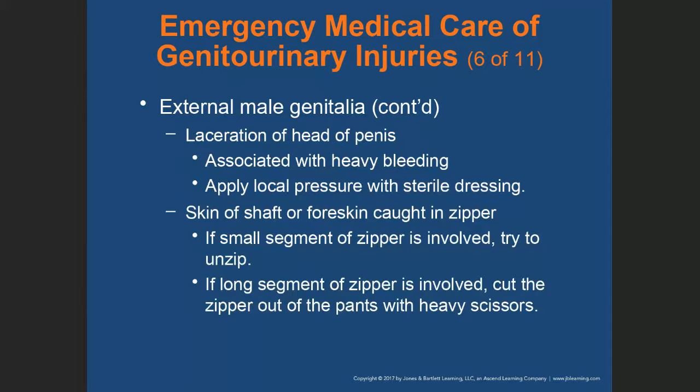Laceration of the head of the penis is associated with heavy bleeding; apply local pressure with a sterile dressing. Skin of the shaft or foreskin caught in a zipper: if a small segment of zipper is involved, try to unzip. If a long segment of zipper is involved, cut the zipper out of the pants with heavy scissors.